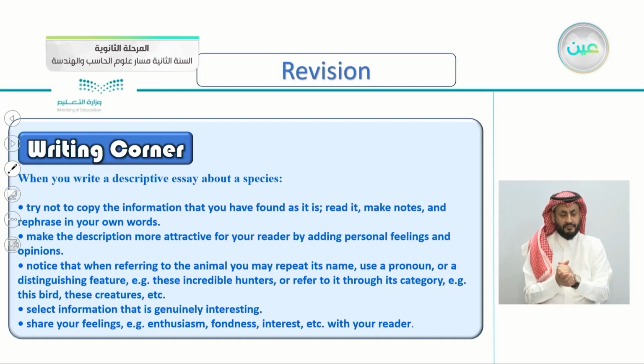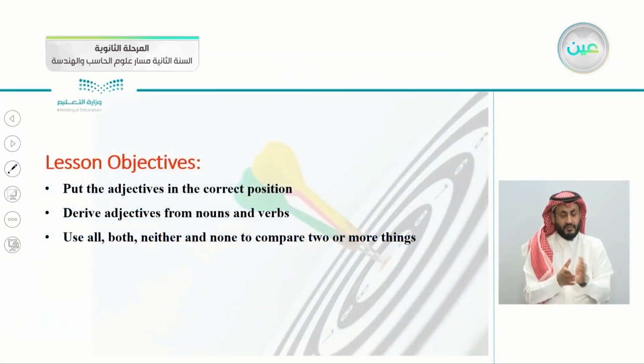Notice that when referring to the animal, you may repeat its name, or use a pronoun or a distinguishing feature, as in these incredible hunters, for example, when you're referring to lions. Or refer to it through its category, this bird, these creatures, and so on. Select information that is genuinely interesting. Share your feelings, for example, your enthusiasm, your fondness, your interest, etc. with your reader. So, jumping to today's lesson, form, meaning, and function.